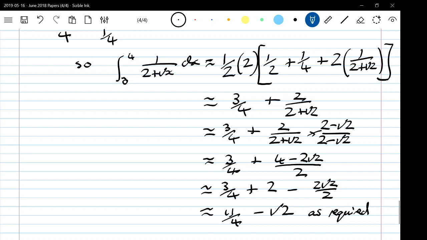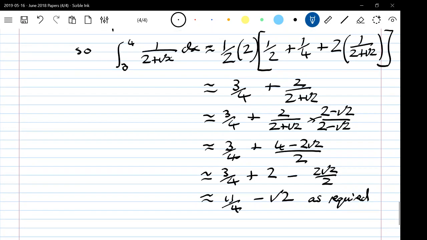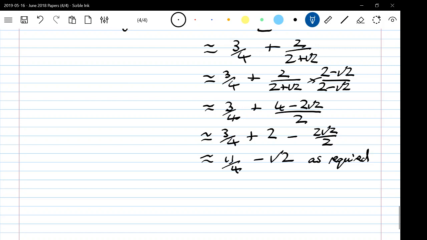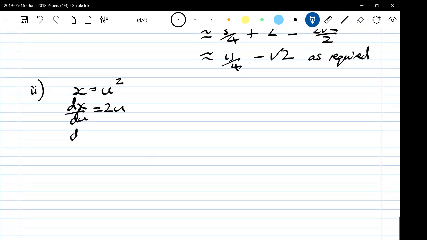Oh, I've not got the page there. There we go. Right. The question went on. It then said, use the substitution. Now, we didn't do this terribly well either. Use the substitution x equals u squared to find the exact value of the integral. So if x equals u squared, we need to know dx by du would be 2u. So dx is 2u du. The integral was the integral from 0 to 4 of 1 over 2 plus root x dx.